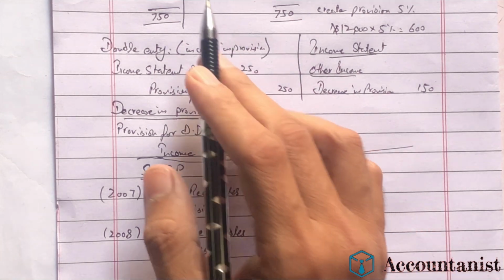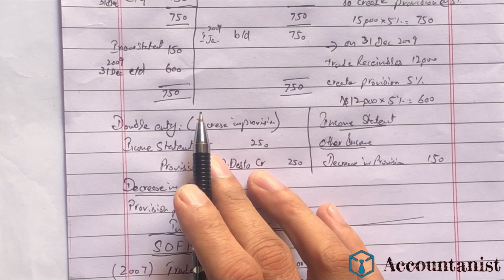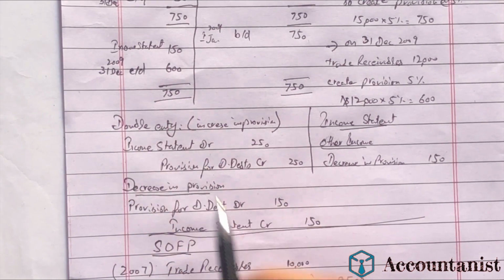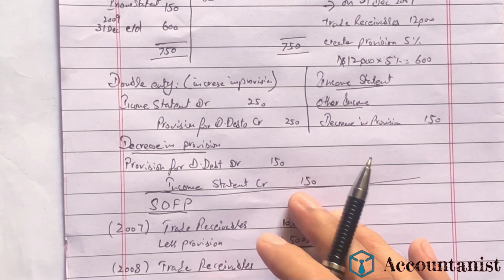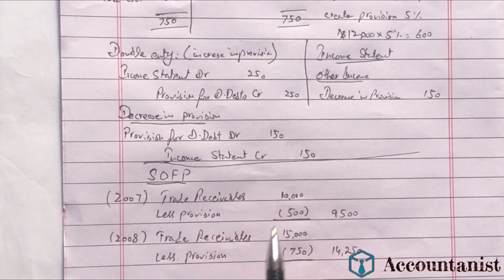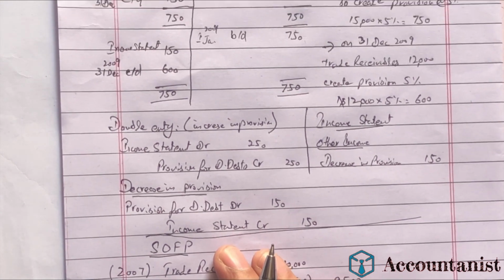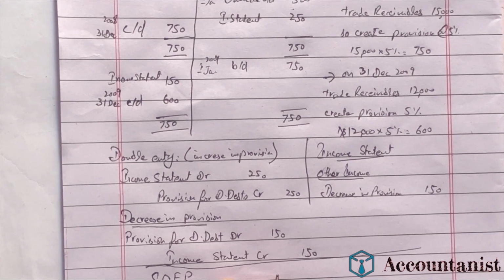I'm going to leave this for you for 31st December 2009. You have to present this SOFP presentation in the comment box. I would like you to show me what figure will go to the trade receivable in the current asset section, and then how much the provision is supposed to be deducted from this to get our net receivable figures.